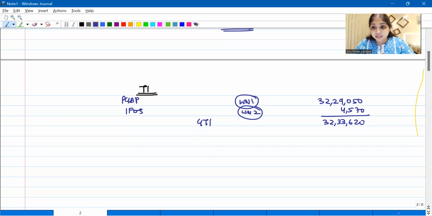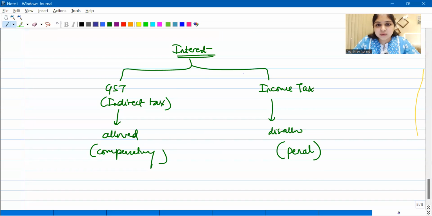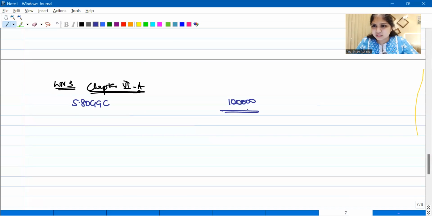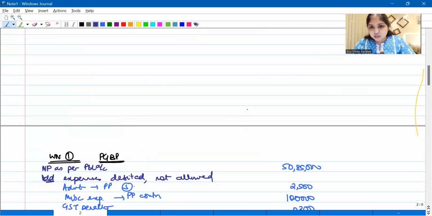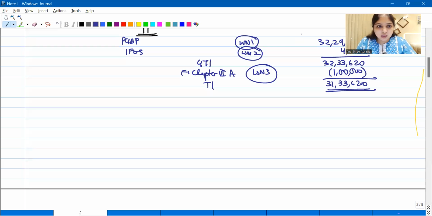33,620. I have chapter 6A. Can I straight away subtract chapter 6A here? No, I should check. Do I have any special rate income? If I have any special rate income, against that I can't subtract chapter 6A, right? So do I have any special rate income in this question? No, I'll check that once and then only I'll subtract chapter 6A. Chapter 6A, give reference to working note number 3. What's my total chapter 6A amount, guys? Total chapter 6A is one number only. I have 1 lakh rupees. So I'll subtract this 1 lakh rupees. So what is my assessee's total income now? Total income, guys, 31,33,620. This is the total income of my assessee.